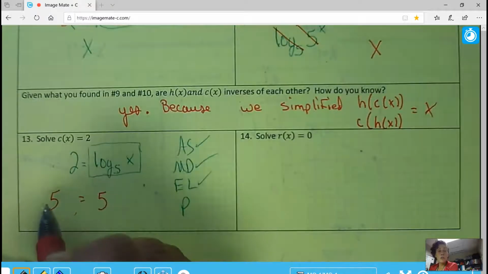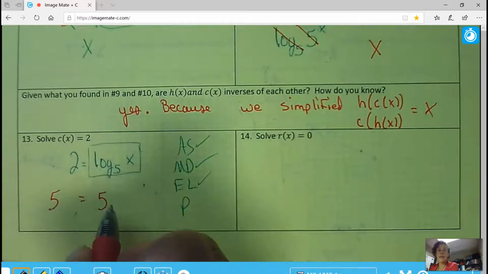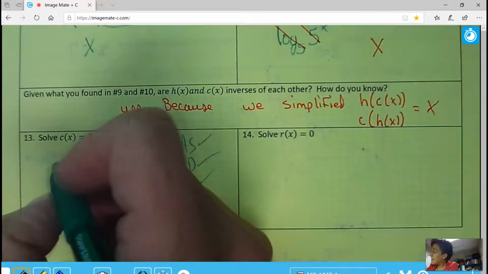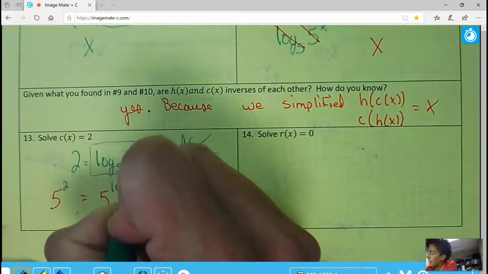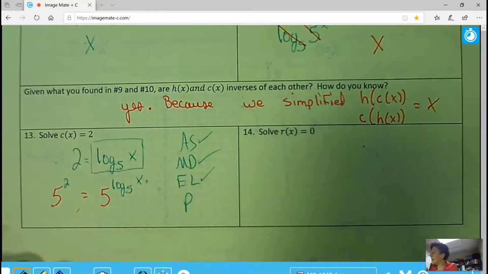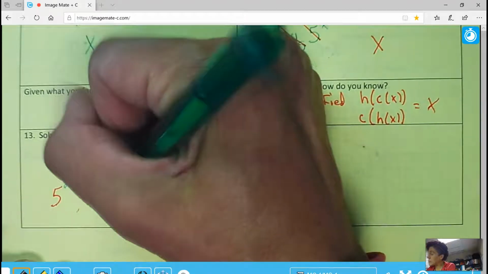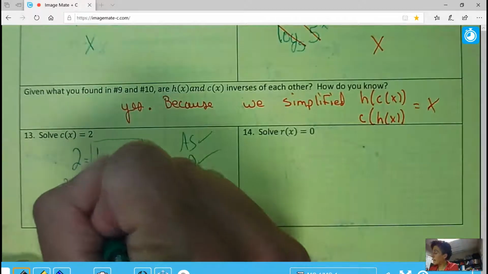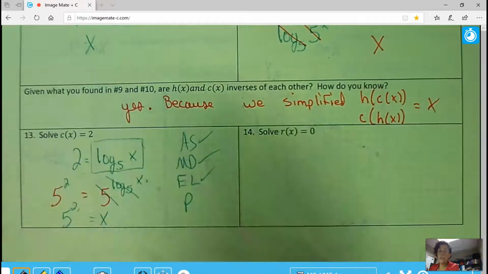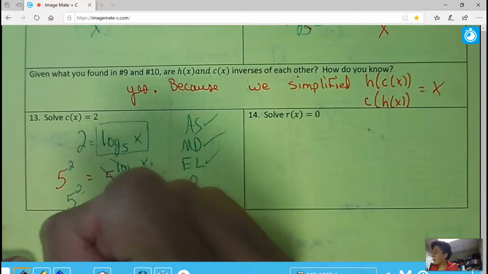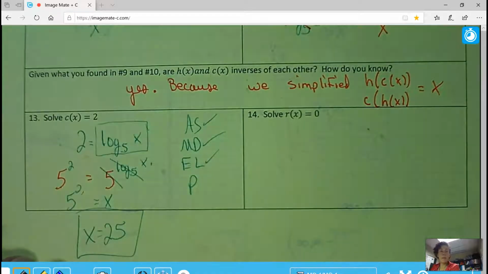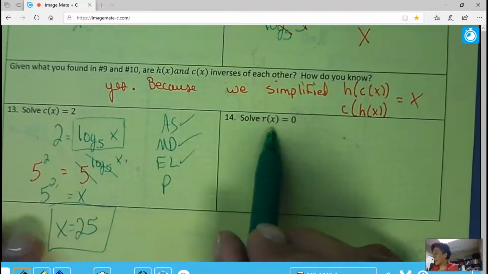So making two bases of 5, one on the left side of the equal sign, one on the right side, and then this becomes the exponent, and this becomes the exponent. And just like what we talked about in problem 9 and 10, this base 5 and this base 5 can cancel out, and so that just becomes 5 to the second power, so x is worth 25. Nice simple number.